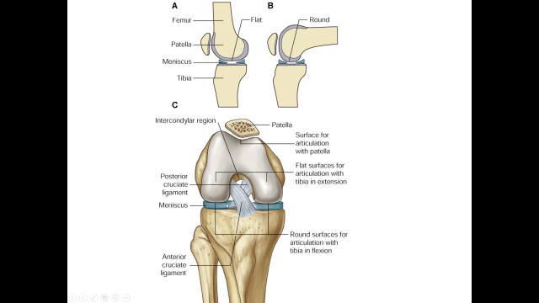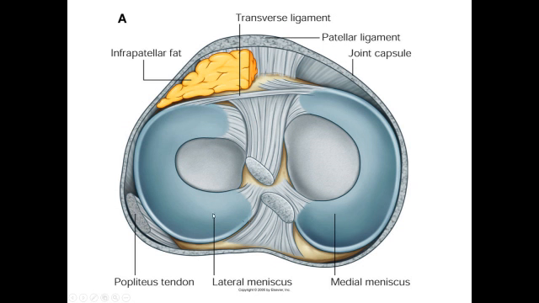To enhance or deepen the articulation and to stabilize the joint, we have two intra-articular discs in the knee. We call them the medial and the lateral meniscus in particular. And we can see that better here from the top. The menisci pretty much follow the shape of the condyles.